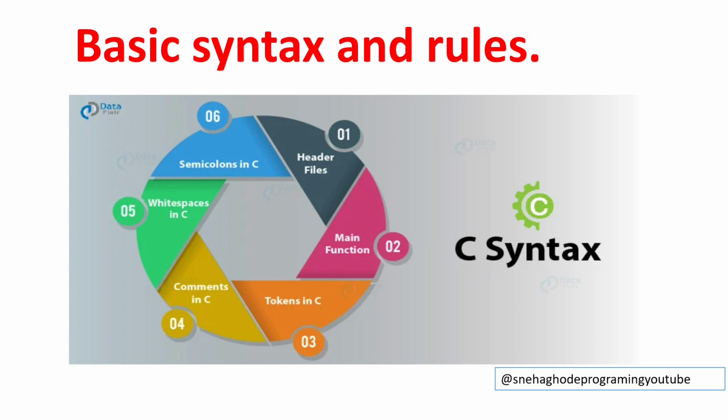Basic syntax and rules of the C language. Here you can see, first we have some header files. Our program always starts from the header files. There should be header files, then only the compiler will first check whether the header files are included or not. If the header files are not included, it is not going to move further. It is going to throw an error to us that some preprocessors are not included.